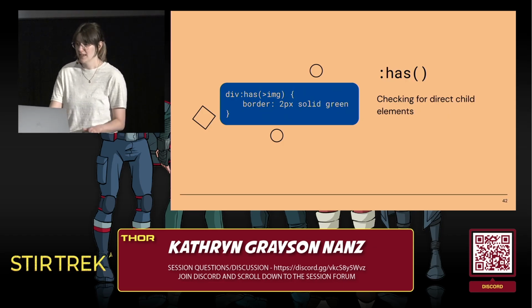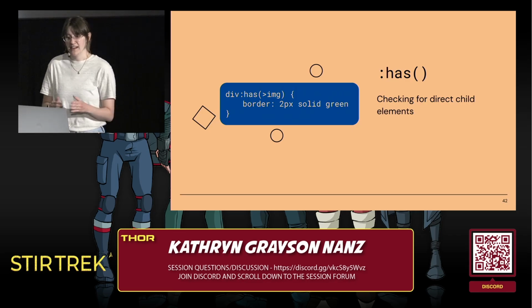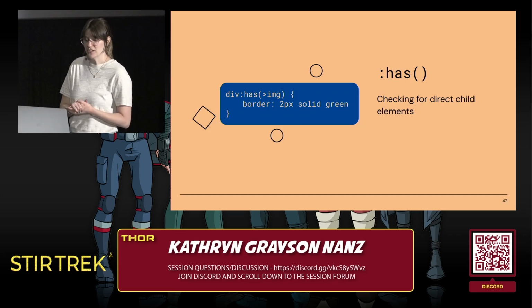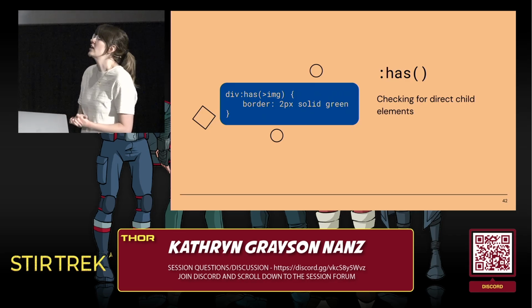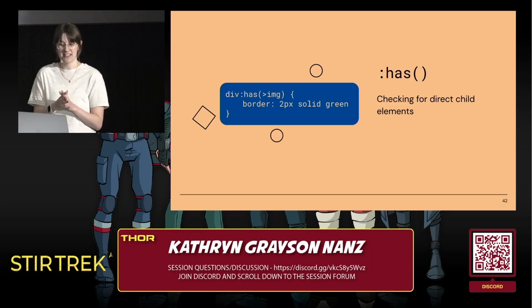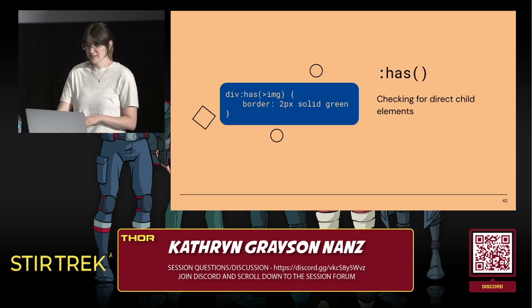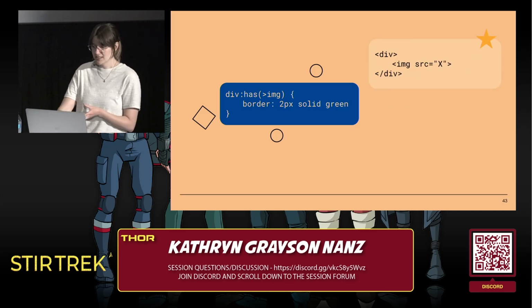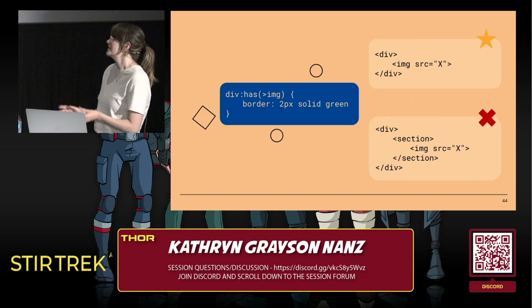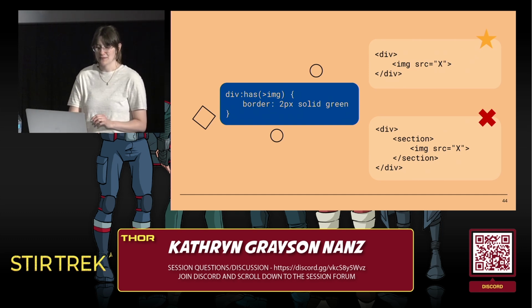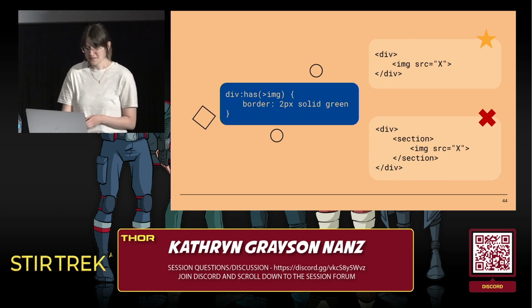div. We can also specify our :has selection to see if the listed child element is a direct child or not, right? Using the kind of caret there. And that indicates that the image has to be a direct child of the div in order for the green border to be applied. So it would apply to this code, but not to this code, because the image is within the section in the second.